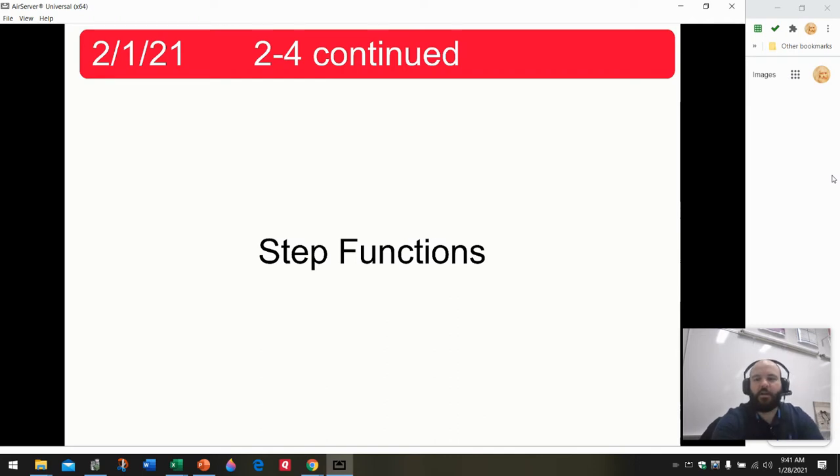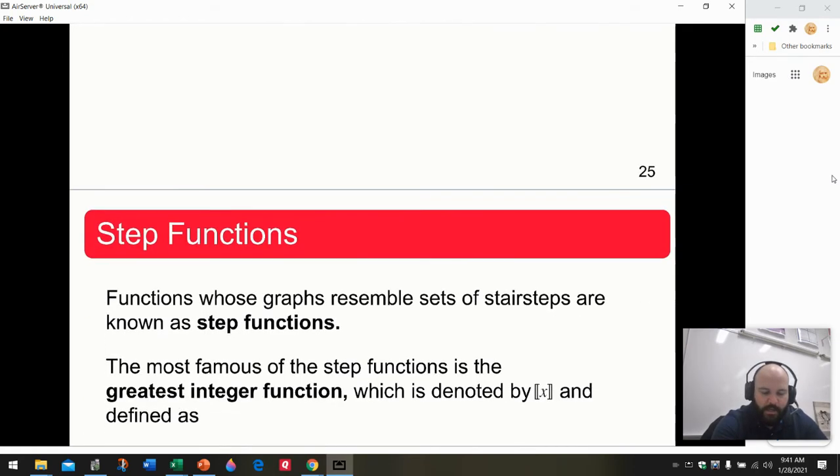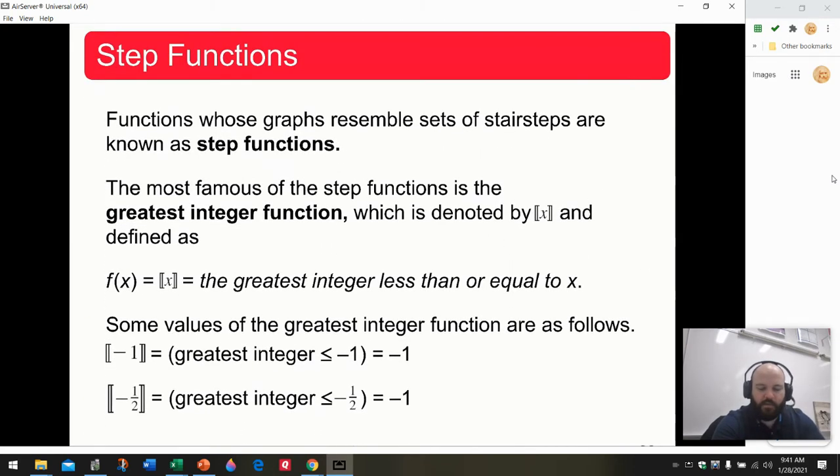Now, in a previous video, you saw me show you a little bit about what the step function was. It literally looks like a set of steps. But I want to go into a little bit more detail as to why the function looks like the way it does. So functions whose graphs resemble a set of stair steps are also known as step functions. The most famous of the step functions is called the greatest integer function.